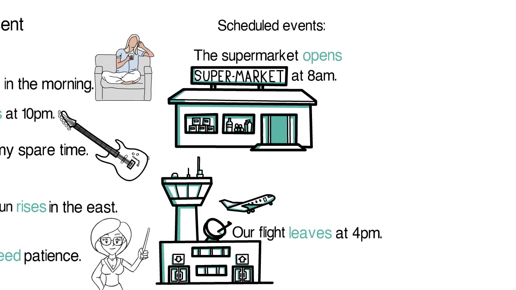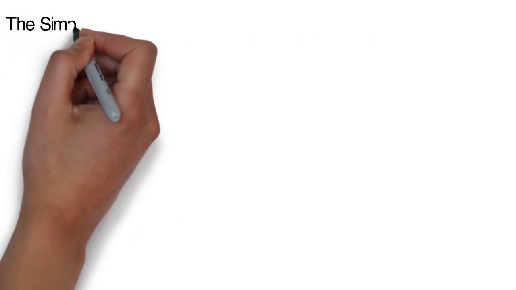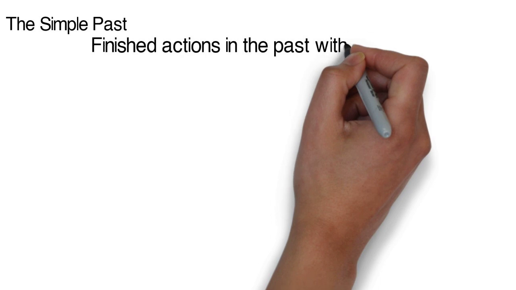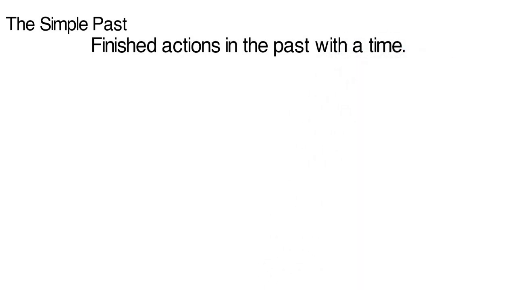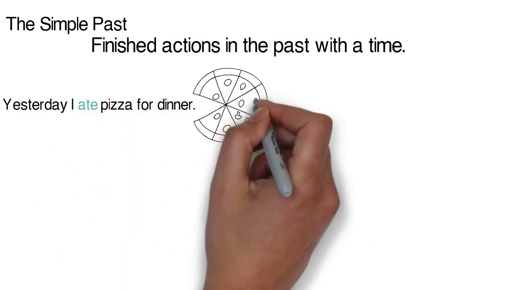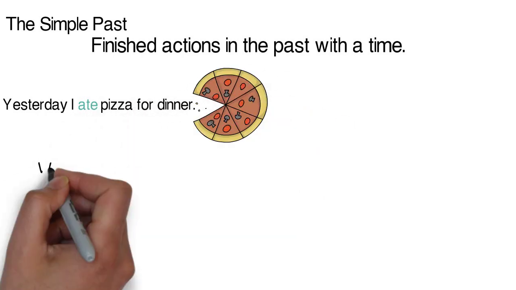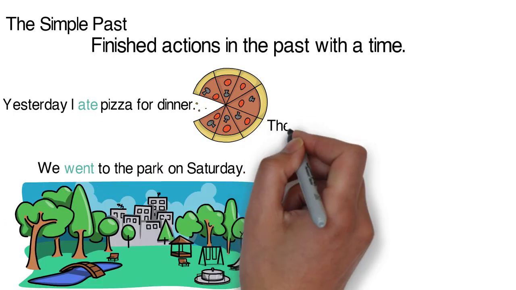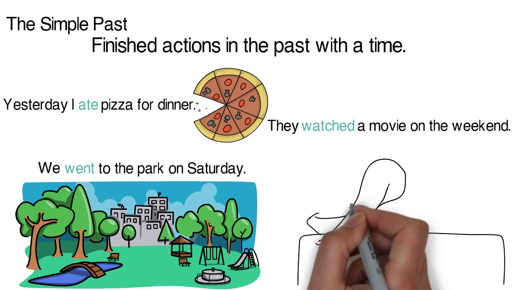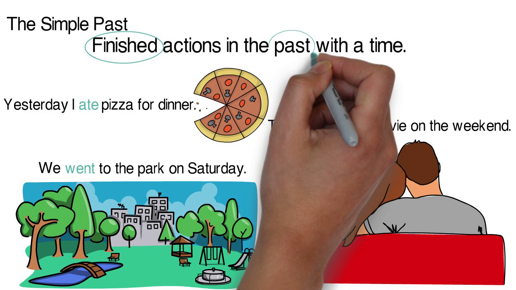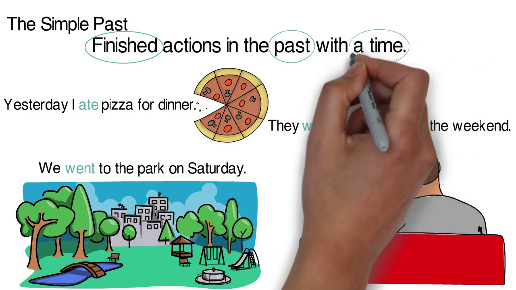Alright, that wraps up the simple present, and now we will move on to the simple past. This tense is used to describe finished actions in the past with a time. Things like, yesterday I ate pizza for dinner. We went to the park on Saturday. They watched a movie on the weekend. All of these actions are finished in the past with some kind of time.